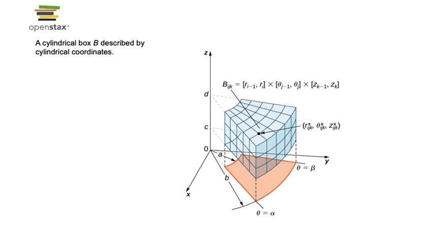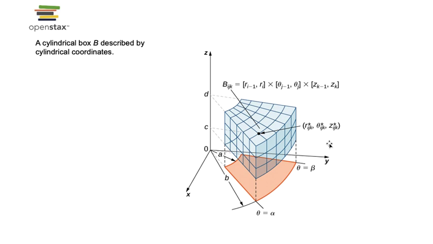Here I've got a slide by OpenStax. They call this a cylindrical box. That's what I was calling a polar wedge or a cylindrical wedge, whatever you want to call it. Okay? And suppose that you've got a function of x, y, and z, or r, theta, and z, if you wish, that's continuous over this cylindrical box here.